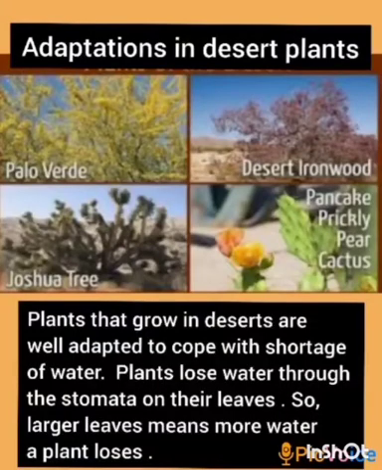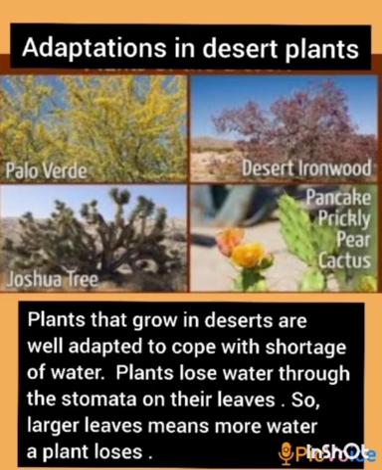Now, adaptations in desert plants. Plants that grow in deserts are well adapted to cope with shortage of water. Plants lose water through the stomata on their leaves. So, larger leaves mean more water a plant loses.